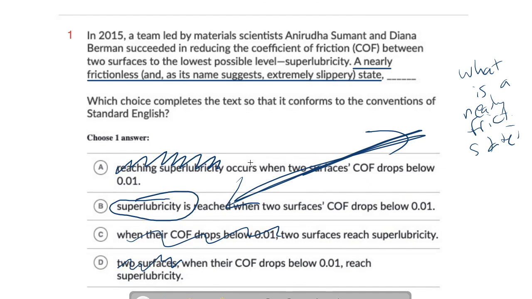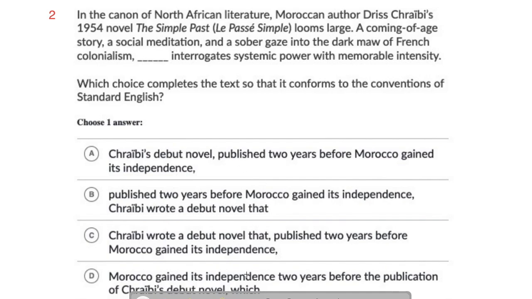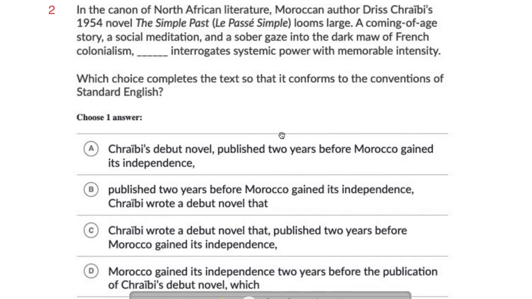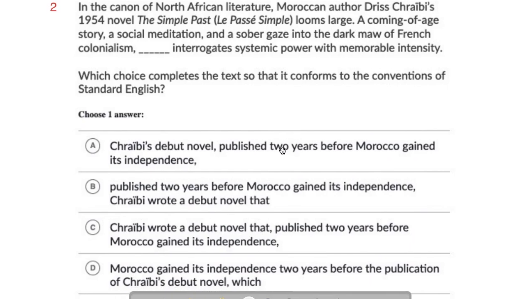Superlubricity. So that's how we end up with a correctly placed modifier, or a subject that is in the correct place relative to the modifier. It's not dangling, it is attached. So the modifier is attached to the thing that it's modifying. That is that.